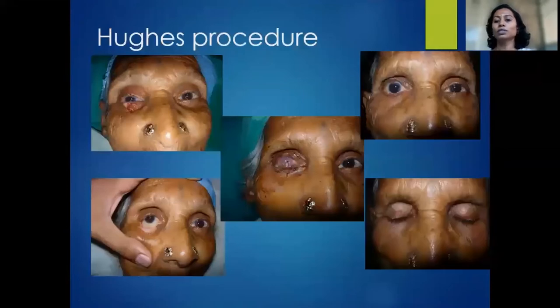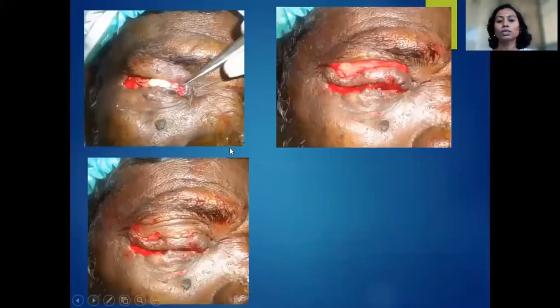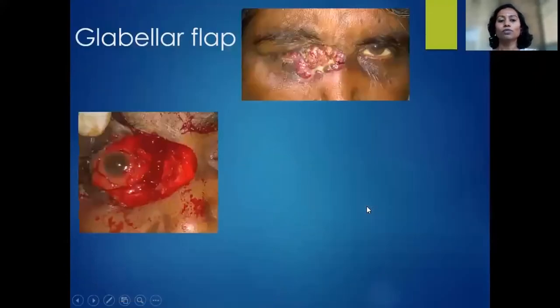Hughes flap is similar to the Cutler-Beard flap, just that it is the upper lid sharing to the lower lid. We can also use a bipedicle flap for this kind of large upper lid defects. So you can see that in this particular patient, we have covered a large area. We have taken the tarsal plate from the ear cartilage, and you can see that the defect looks very neat, with both an anatomical and a functional closure.